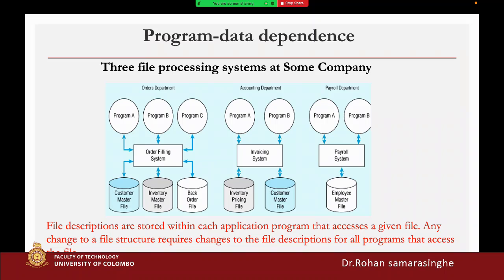And in the customer master file, if a new customer is added, there is no harm to the order filtering system, because in the customer master file, the customer will be entered according to their attributes, like customer name, address, telephone number. The customer information must be entered according to the attributes, so that one new tuple can be found in that master file. The inventory master file is the same as this one.